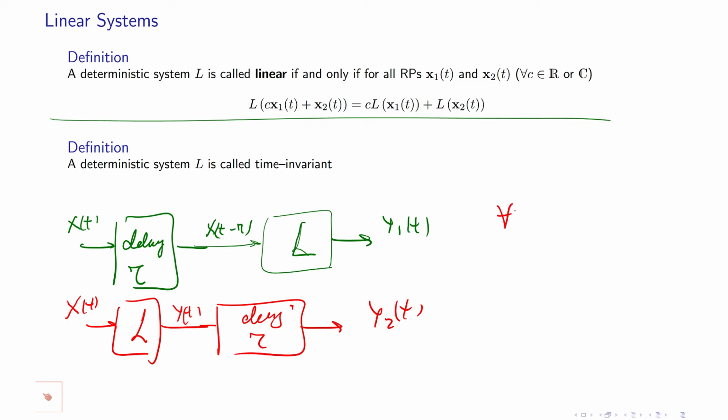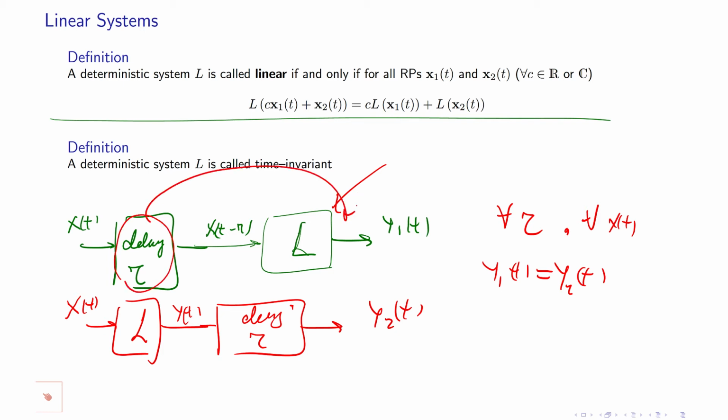If for all delays 2 and for all x of t, y1 of t is equal to y2 of t, then this system is called time invariant. In other words, a system is called time invariant if it doesn't matter if you put the delay first and then your system, or if you put your system first and your delay. In other words, in time invariant systems, you could take the delay from input to the output or vice versa.